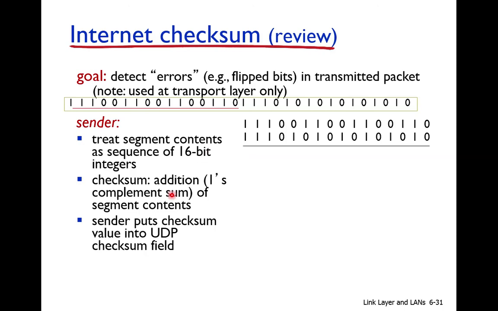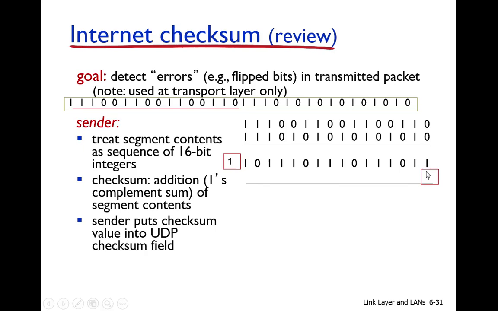Next, for the checksum, we perform additions. Now these two 16-bit segments are added. How are they added? This is binary addition: 0 plus 0, 0 plus 1, 1 plus 1, and so on. Here there is a carry. When there is a carry, the carry is again added to the data. Okay, so this is the sum of this data.